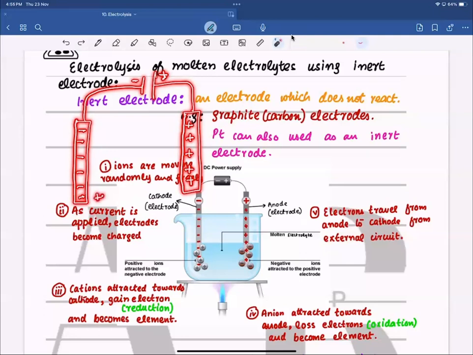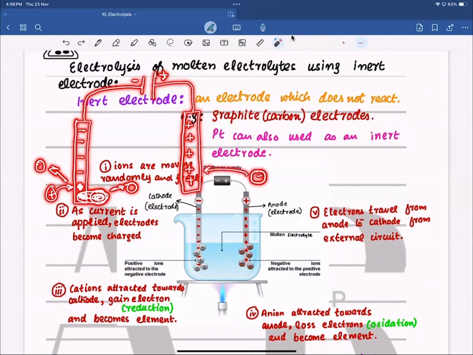they will gain electrons. So when a cation reaches here, it gains an electron. What happens here? The cation becomes an atom, and the negative charge becomes neutral. So there is a decrease in the negative charge on the negatively charged plate. When another positive ion approaches and gains another electron and turns into an atom, there is another decrease in the negative charge. Is this point clear? So when the positive ions reach the cathode and gain electrons, there is a decrease in the negative charge. Now think of the negative ion.